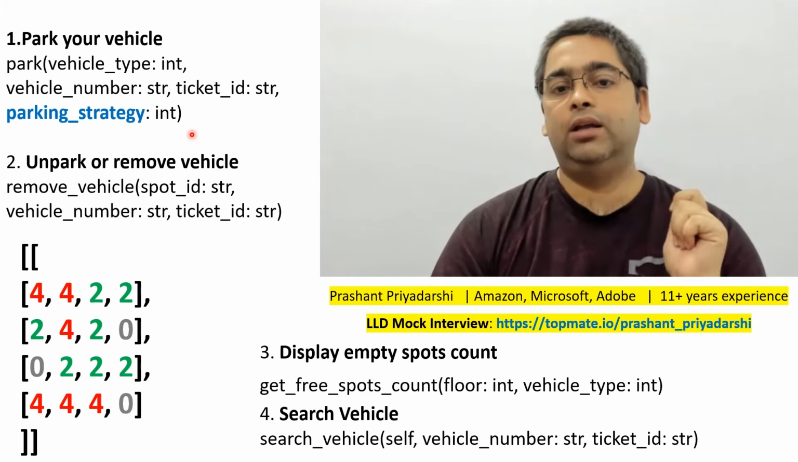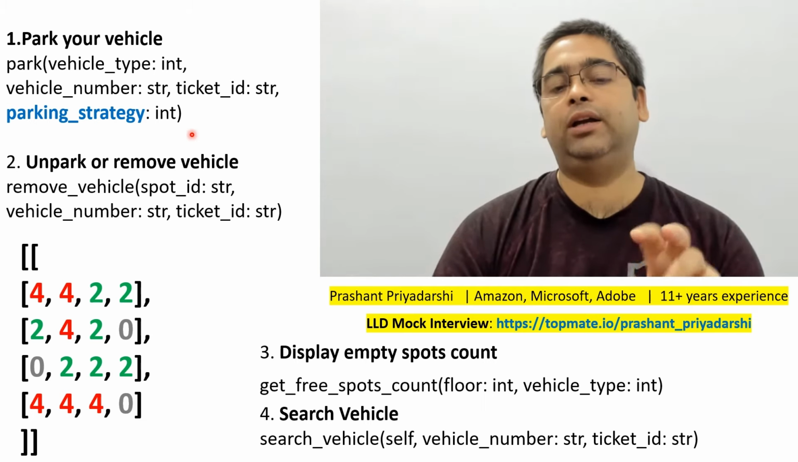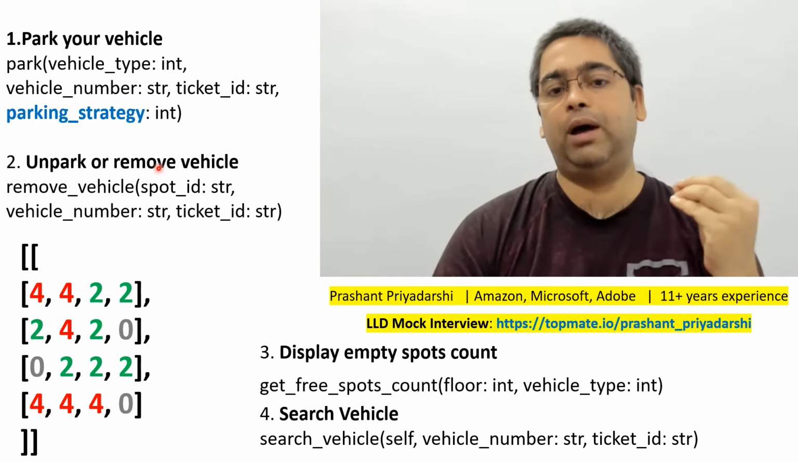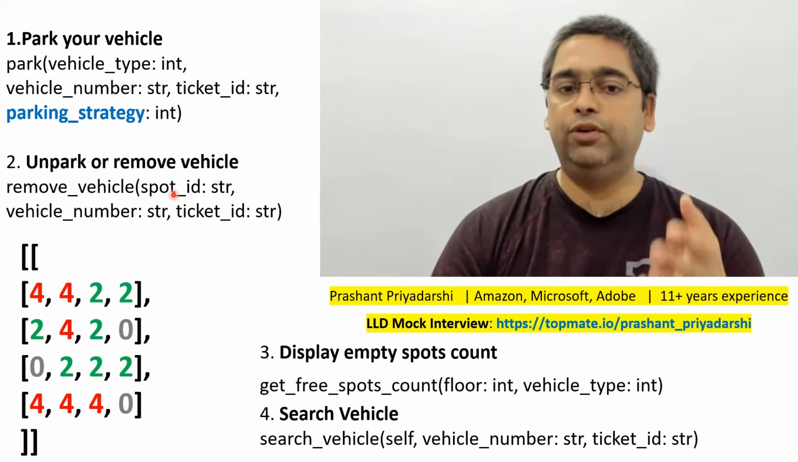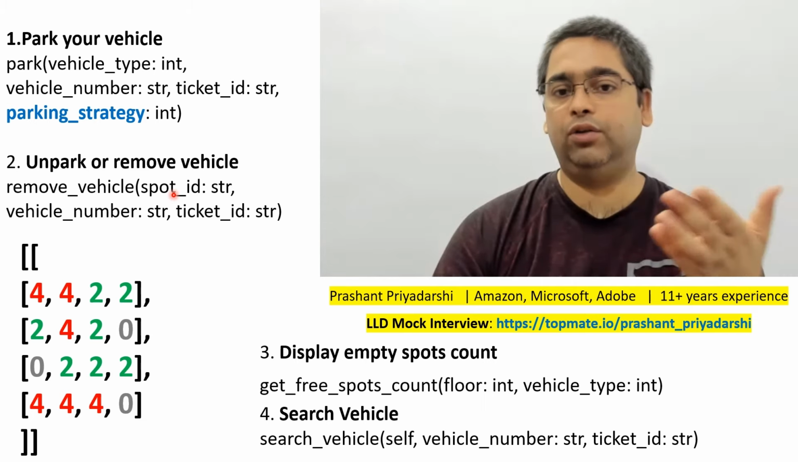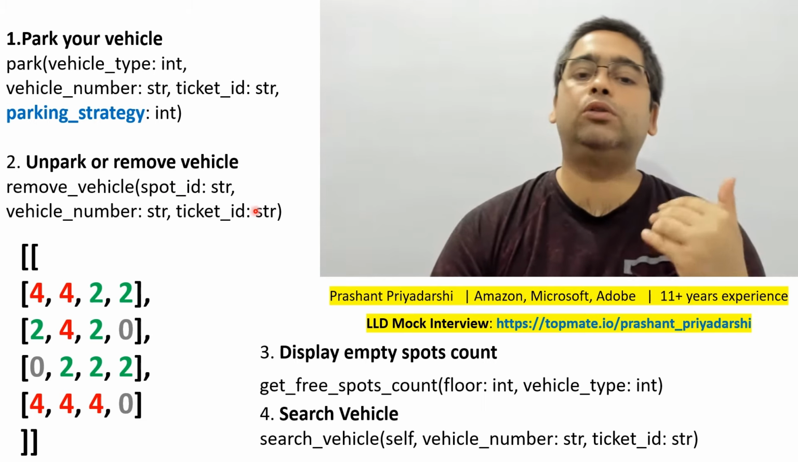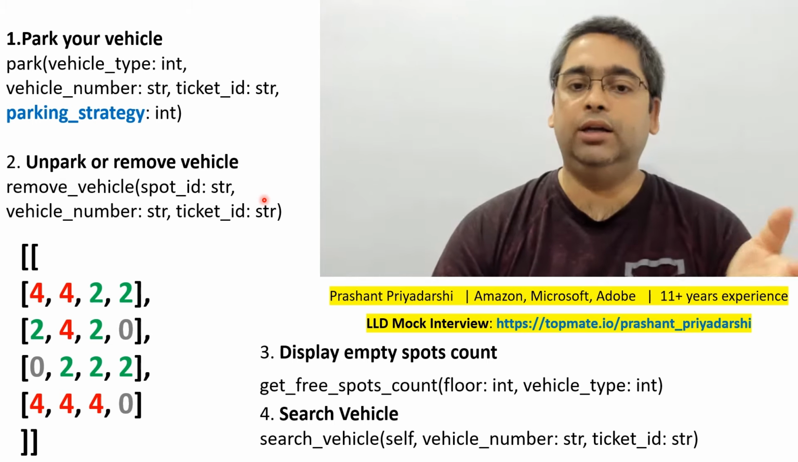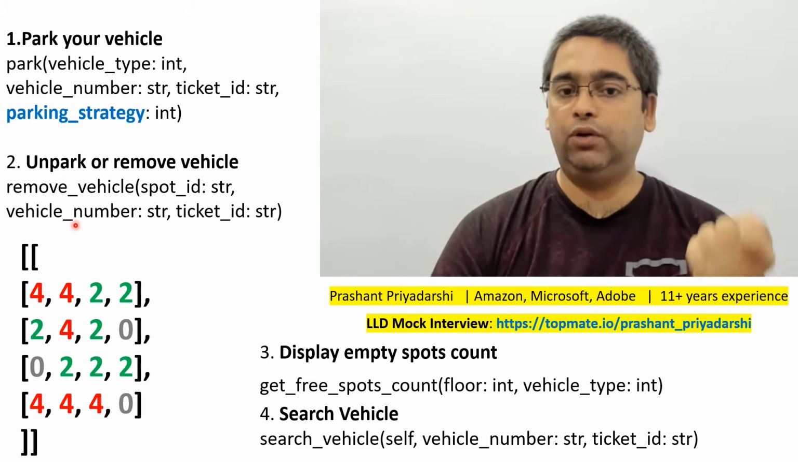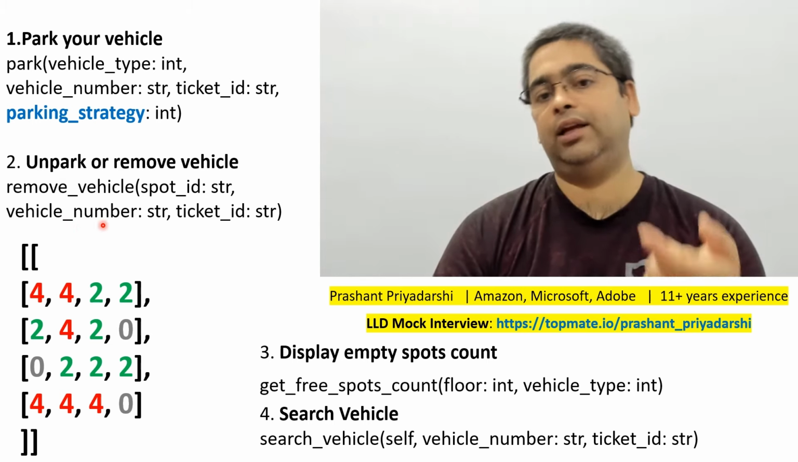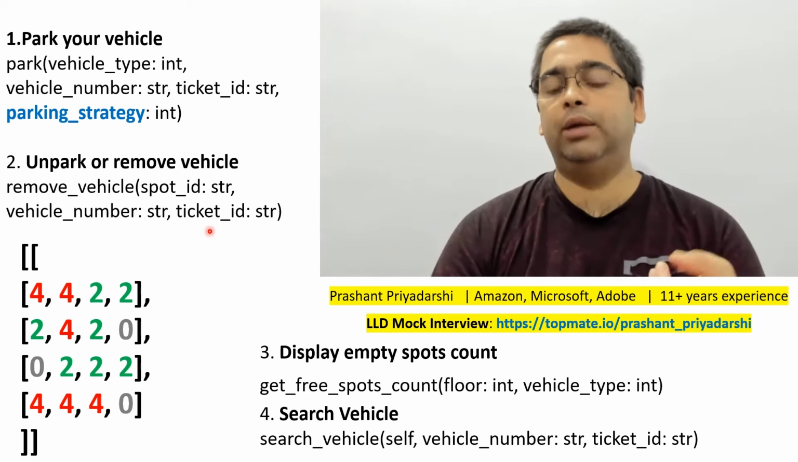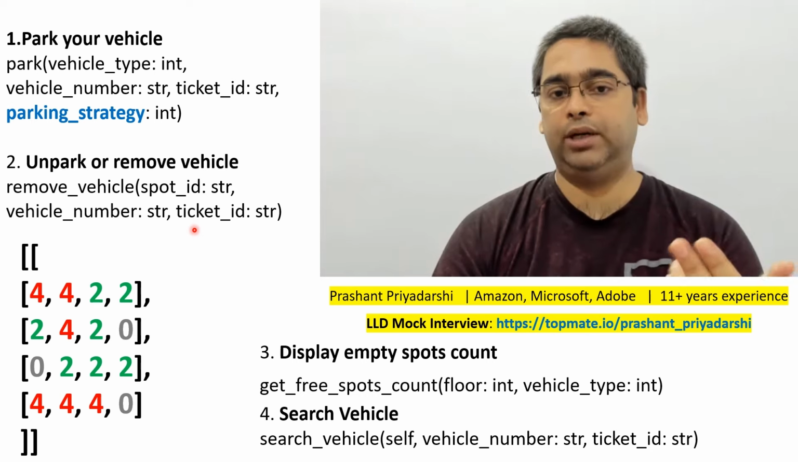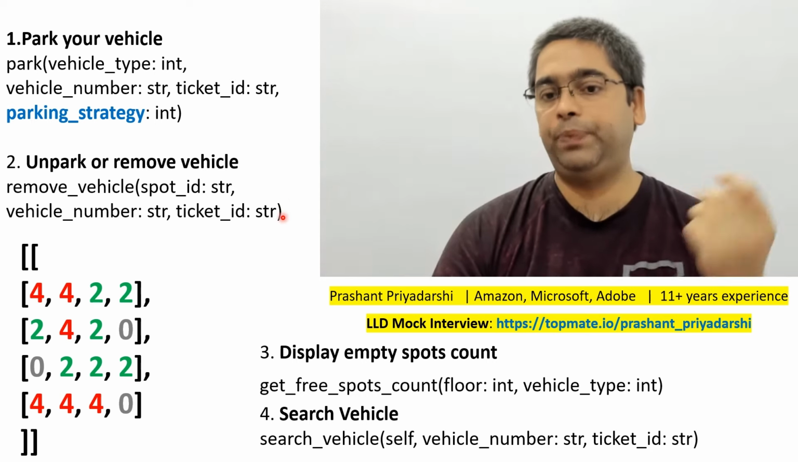The second function is, once you have parked the vehicle, later after some time you come and unpark the vehicle or remove the vehicle. There, generally you give your spot ID which is on your ticket where your vehicle was parked, but it may also happen that you have lost your ticket, but you definitely remember your vehicle number, so you can give them that and they can remove your vehicle using that, or you can give them a ticket ID. Either of these three parameters, and your vehicle can be removed.